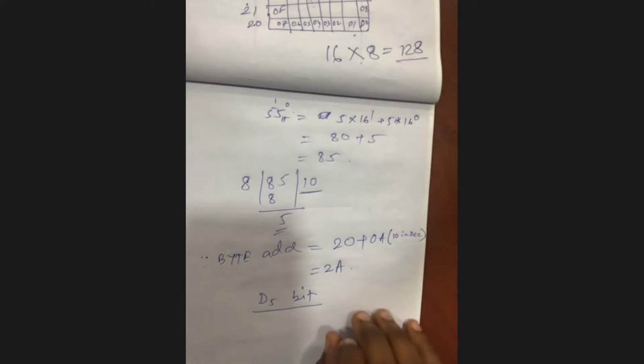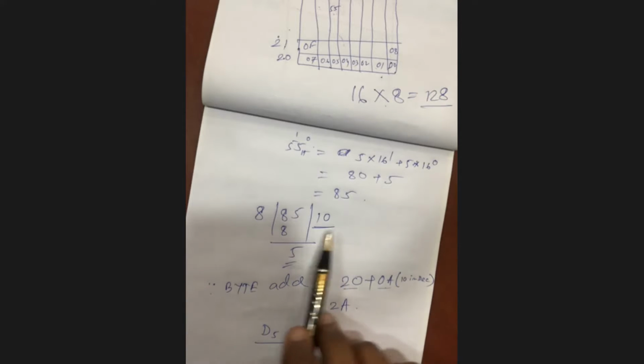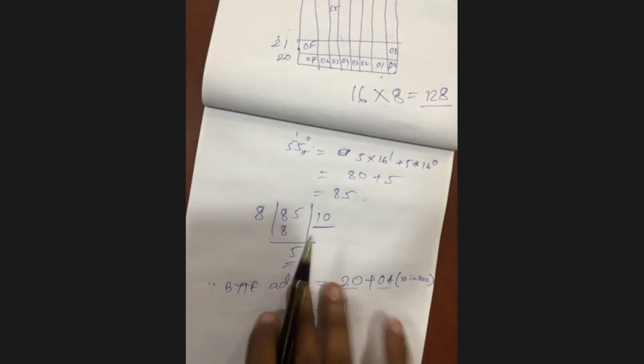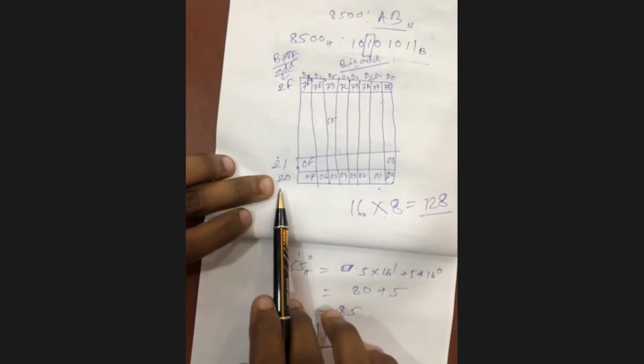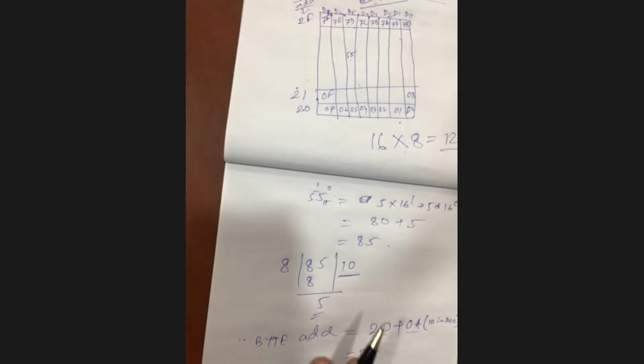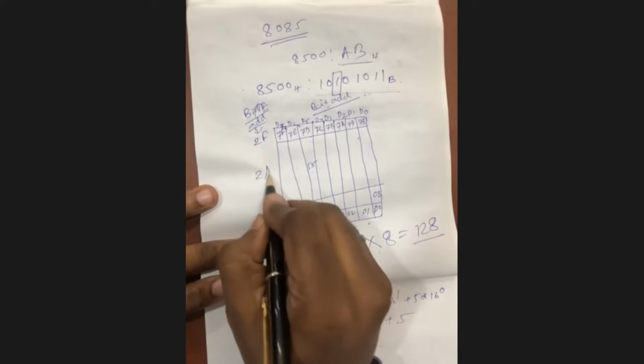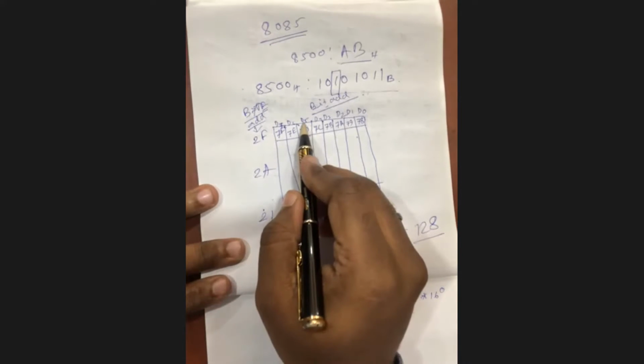Now the question is where I am getting 20 and where I am getting 0A. The 0A comes from the 10, and 20 is the starting address. So 20 plus 0A is 2A and it's the D5 bit. 2A and D5 bit. Is it clear? Yes, sir.